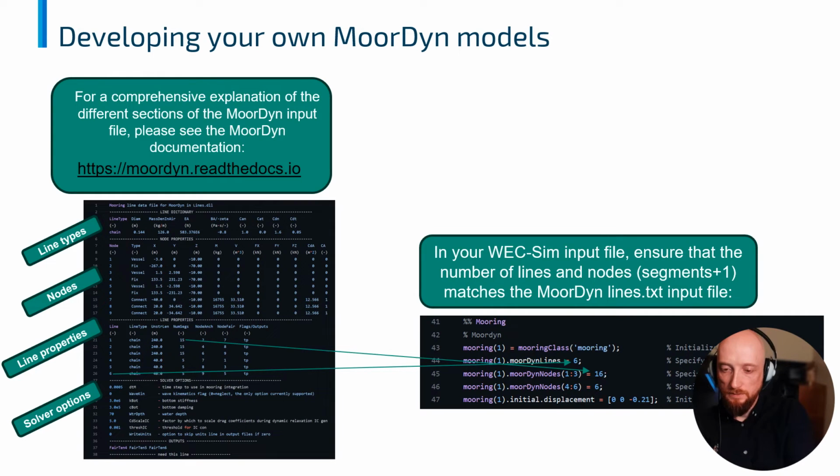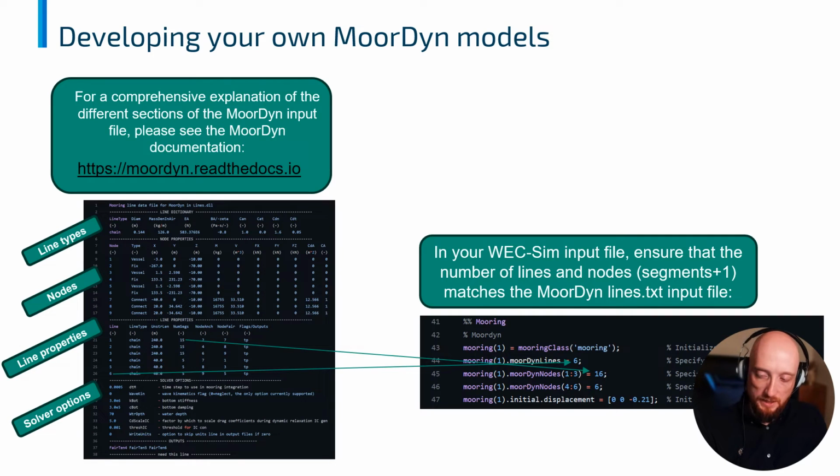Okay, so hopefully you've managed to run the example case okay, and everything's working correctly. And if so, you're probably at the point where you want to modify the MoorDyn input file to simulate your own mooring designs. And I would say, for a comprehensive explanation of the different sections of that input file, please have a look at the MoorDyn documentation because it covers everything. But just at a high level, the MoorDyn input file is split into these 5 sections really.